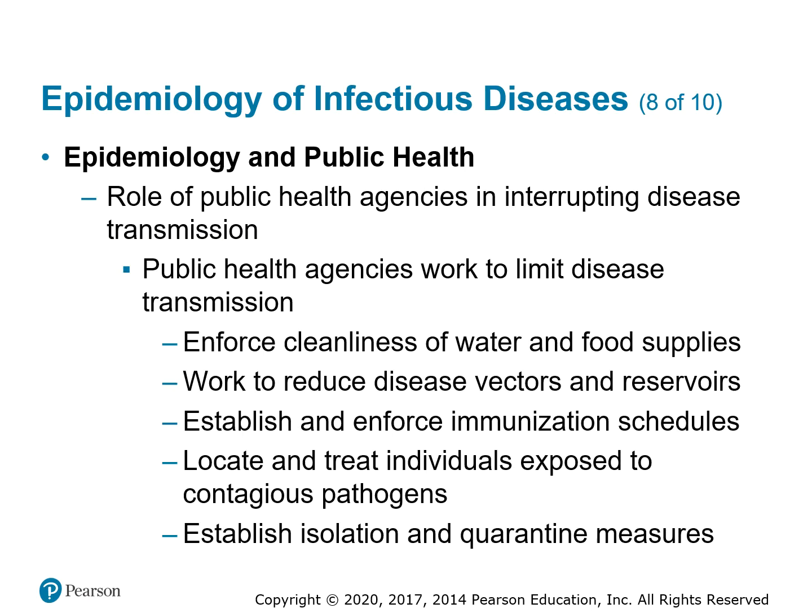The role of public health agencies in interrupting disease transmission: they work to limit that disease transmission. They enforce cleanliness in water and food supplies. That's critically important in certain parts of the world. We are very fortunate here that our water is usually safe, and that our food supply is typically safe, and that we have a methodology for when we think the food or water is not safe to alert the public.